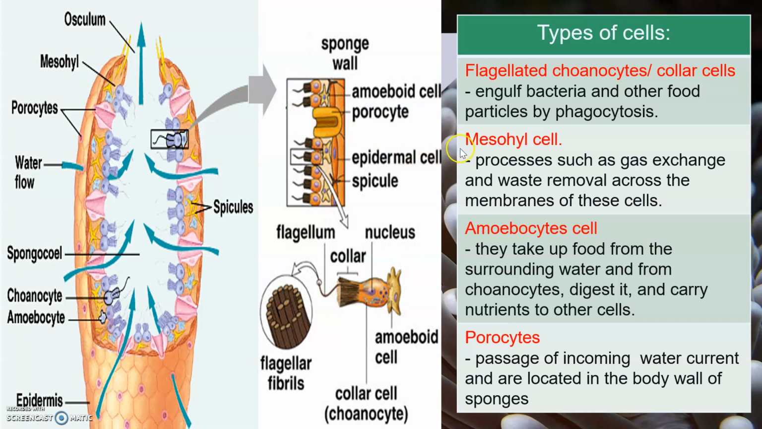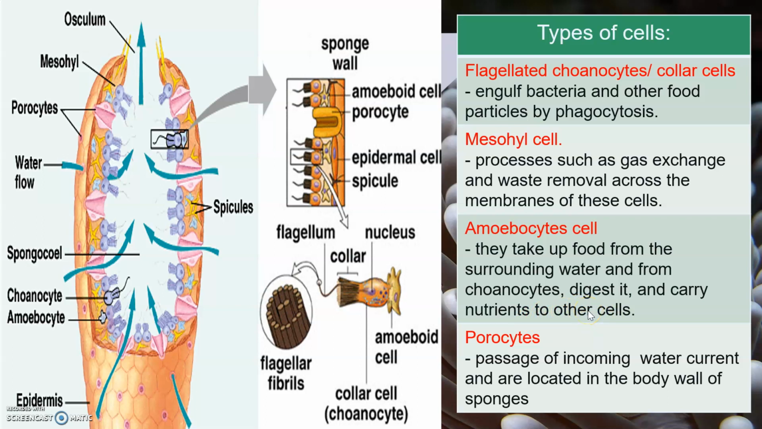Then it has the mesohyl cell. This mesohyl cell is the site for gas exchange and waste removal across the membrane of the cell. Then they have the amoebocyte cell. The amoebocyte cell functions to take up food from the surrounding water, digest it, and carry nutrients to other cells. So this is the passage or linkage in between the cells.